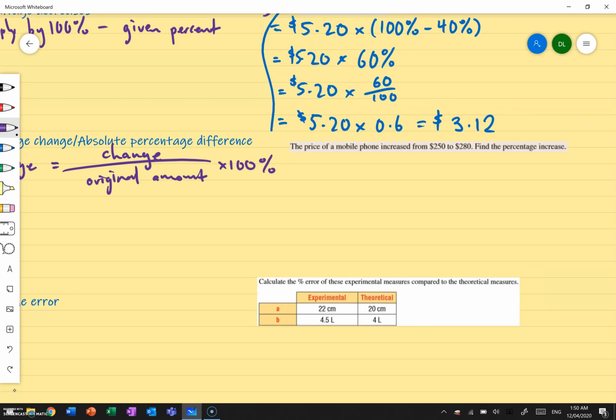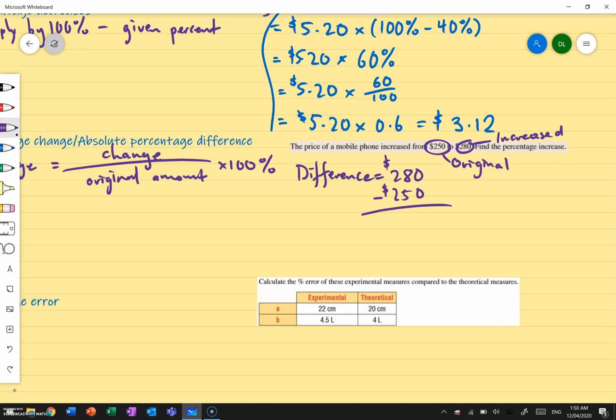The price of the mobile phone increased from $250 to $280. Now find the percentage increase. So, we know that's the original amount, so let's write original. And we know that's the increased value. So, how much has it increased by? So, the difference is equal to $280 minus $250, which gives me $30. So that's my difference, $30. Now, my original amount is 250. We just pointed it out in the question.